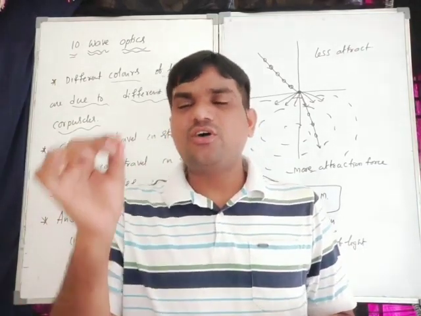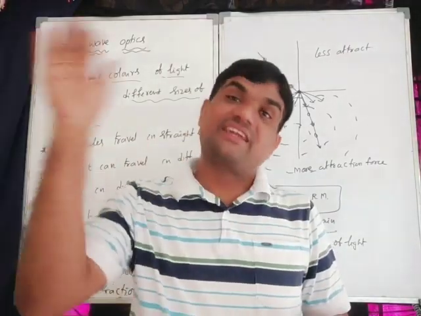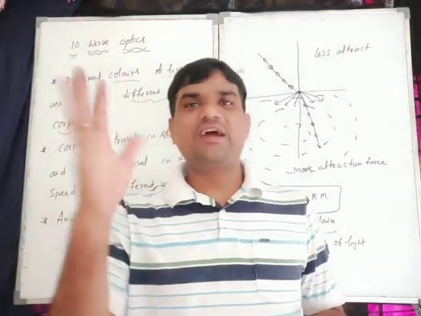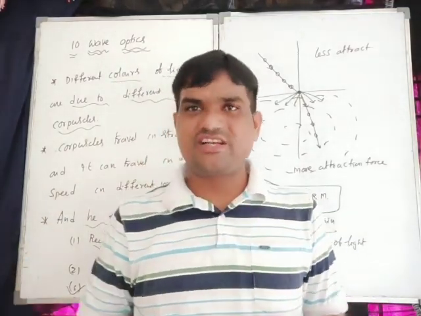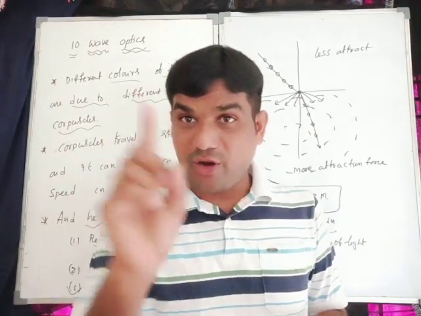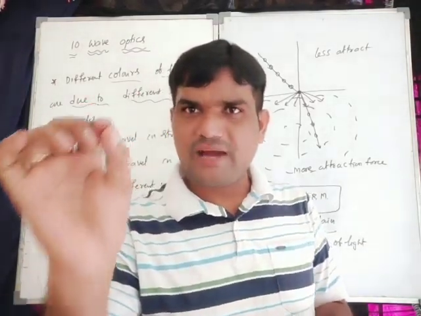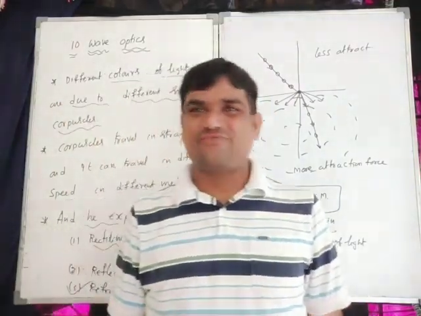And Maxwell also said that it has wave nature, but electromagnetic wave nature. He did not explain interference, diffraction as well as polarization. That's why that one also was rejected. But one point we considered there: the light has electromagnetic wave nature. That point is very, very important, right?